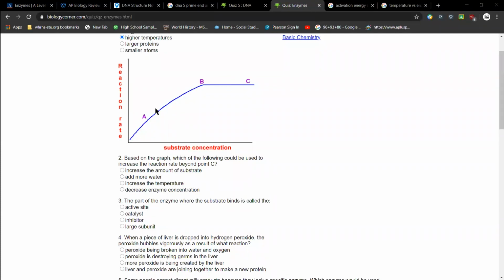So yeah, now think about question 2. Based on the graph, which of the following could be used to increase the reaction rate beyond point C?